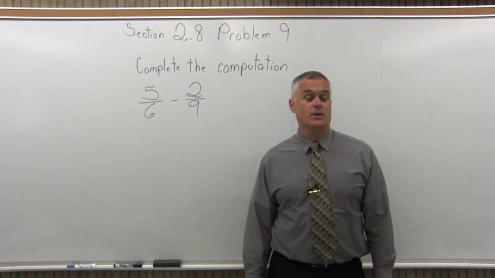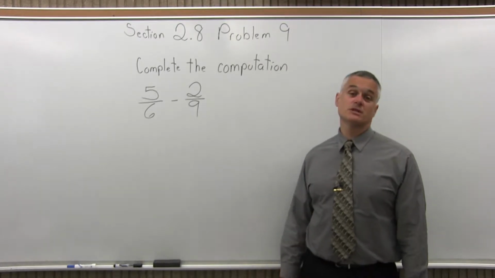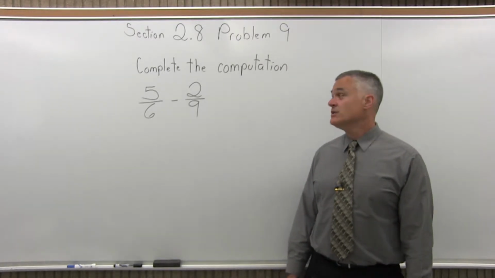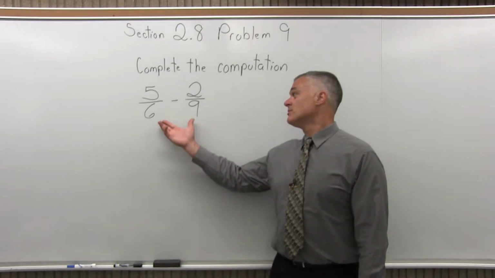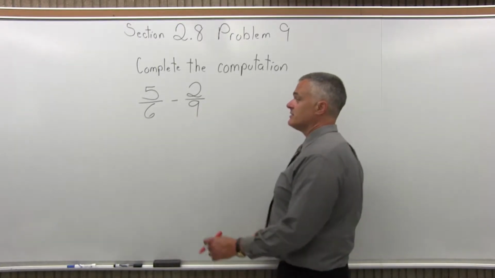This is Section 2.8, Problem number 9. It says complete the computation. We have 5 over 6 minus 2 over 9. So what makes this problem more difficult is we have different denominators. We have to make the denominators the same.